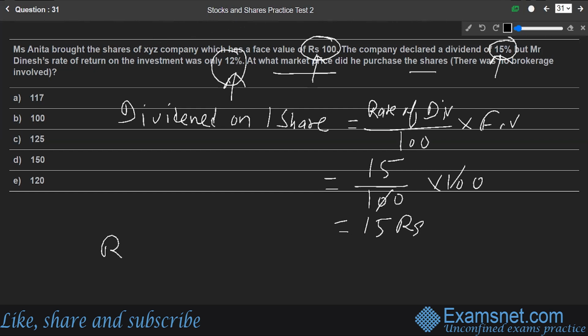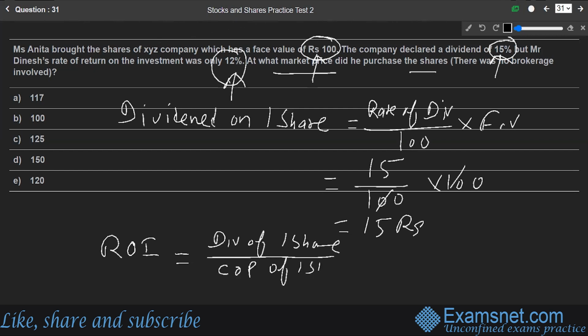Now, if we want to know the rate of interest, that is the rate of return, the rate of return is given by dividend on one share divided by the purchase price or cost of purchase of one share into 100%. Always, the rate of interest is income over investment into 100. We can also write this formula as income over investment into 100%. So that's what it is. Dividend is the income itself. Cost of purchase is nothing but the investment itself, into 100%. So we can use this formula.